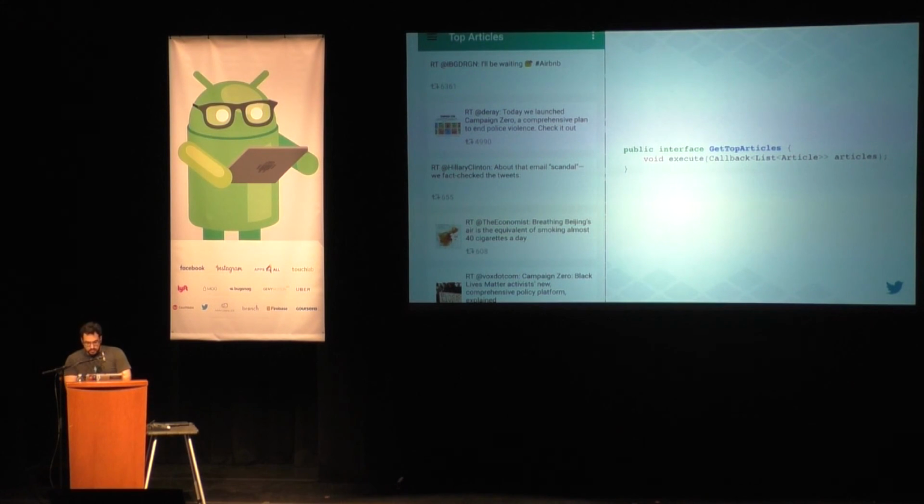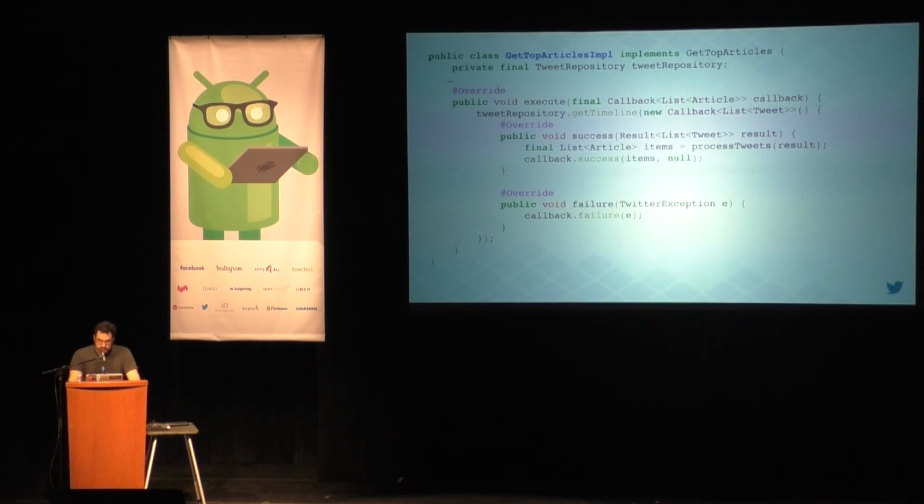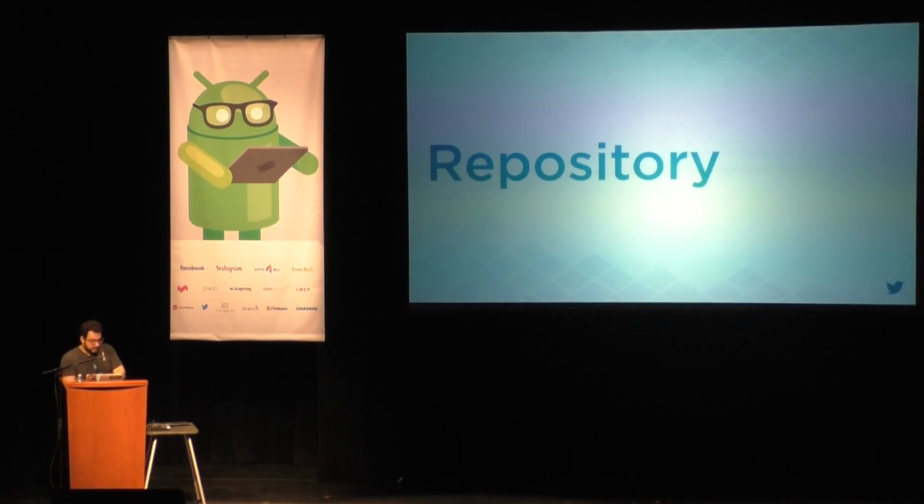And the cool thing is, I really like to make them super small, so that's why I call the method execute. I'm forcing myself to do one single thing, and the documentation will be the test, of course, but also the name of the interface. So what I'm doing is get top articles. That's it. So this is the implementation. This is not actually really interesting, but you can see I'm using the Twitter repository that I'm going to explain right after this.